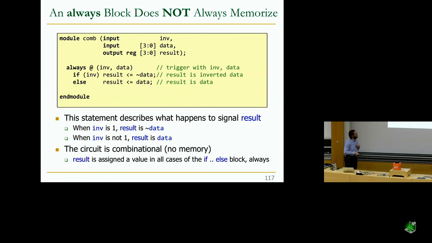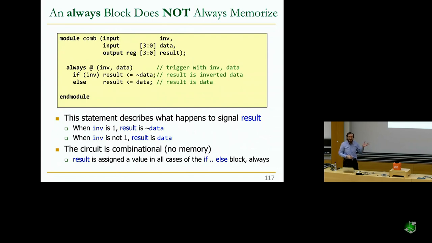This is actually combinational. Result is assigned a value in all cases of the if-else block, always. Basically this is a combinational circuit with inputs, invalid and data, and output, result. That's essentially what it is. And you can actually write what it looks like in circuit. Okay, hopefully this is clear. So you can actually have combinational blocks.